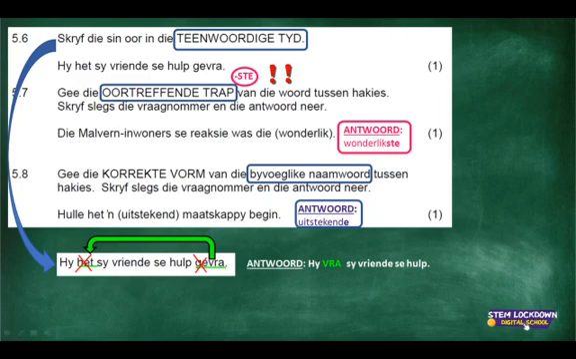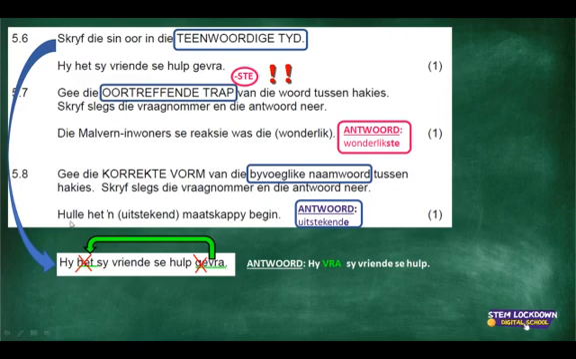Next one. Gee die korrekte vorm van die byvoeglike naamwoord tussen hakies. Skryf slegs die vraagnommer en die antwoord neer. So you have to give the correct form of the adjectives. Okay, know your parts of speech, what they are in Afrikaans and what they are in English, because it does make it easier to understand what is being asked.